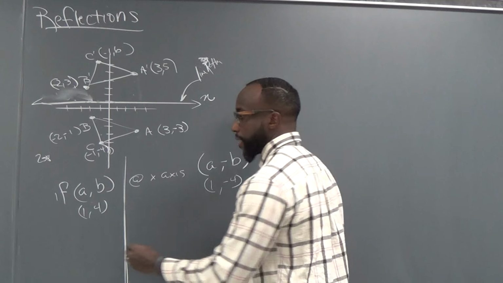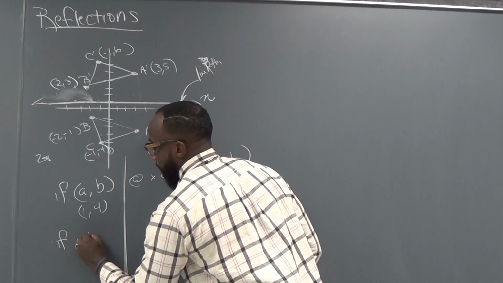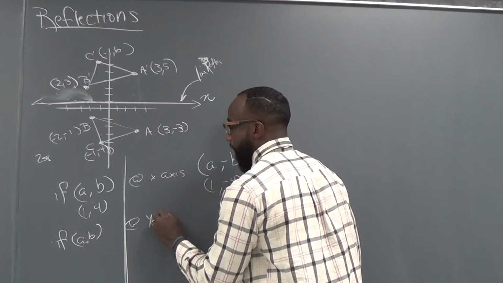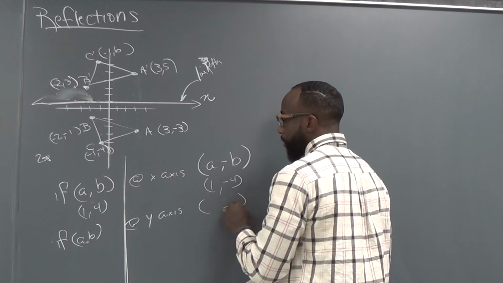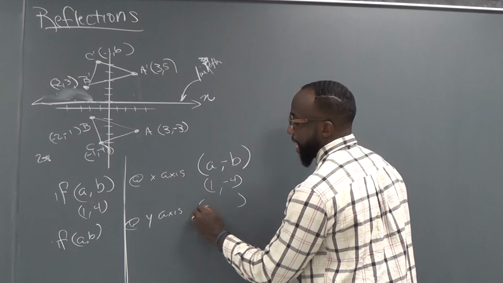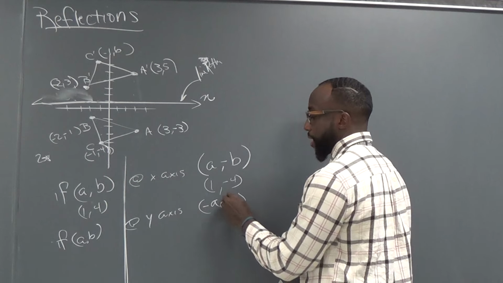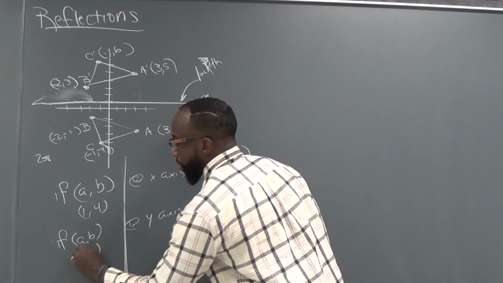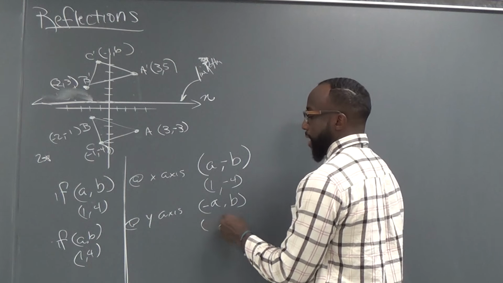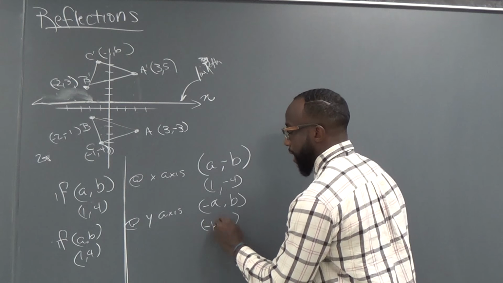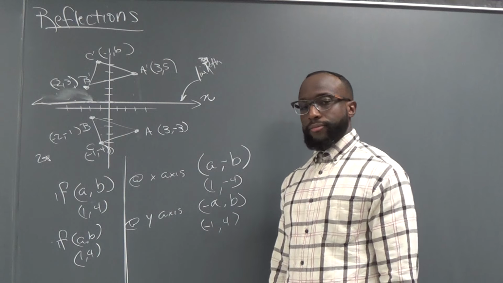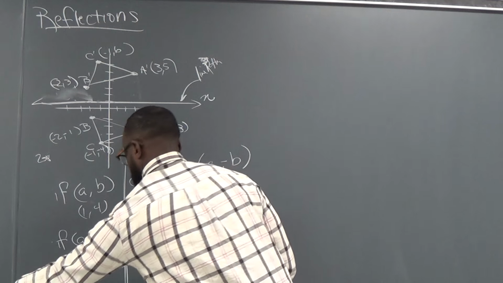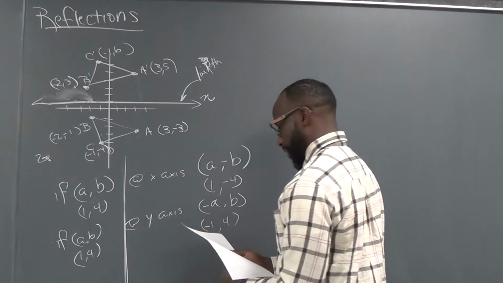Okay? That's it. Now, if you got any point AB reflected along the y-axis, what would happen to the point is that A, the X, would become negative, and B would stay the same. So for instance, if this same point, 1, 4, was reflected along the y-axis, its new image would be -1, +4. Okay? You got that? Now let's look at the last two.